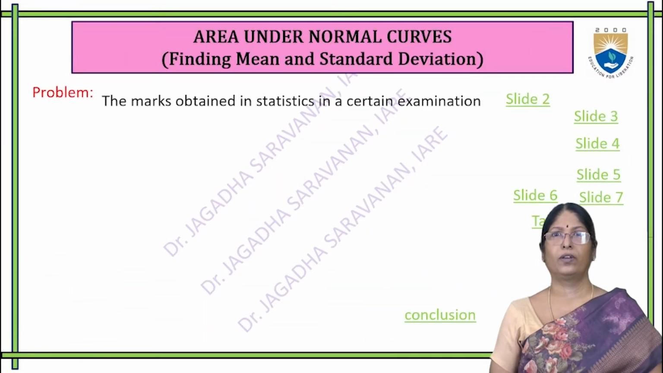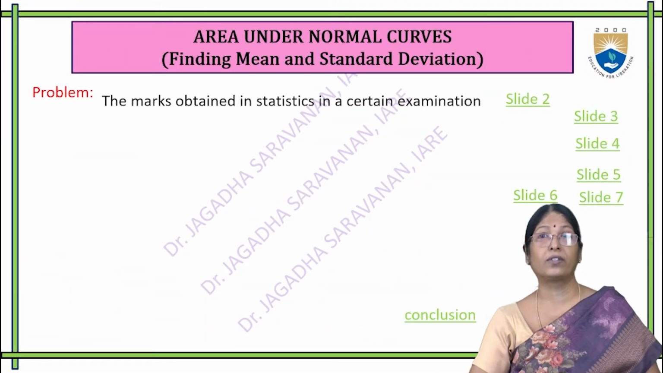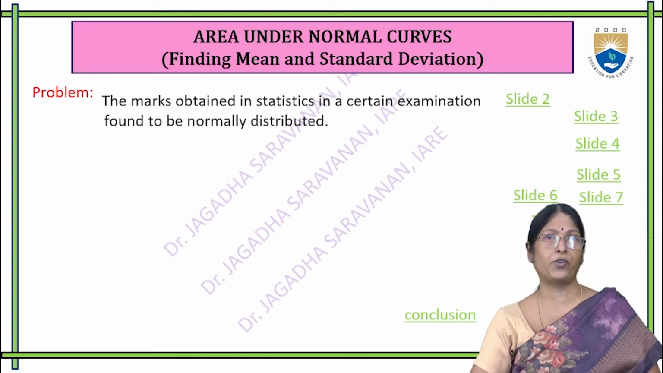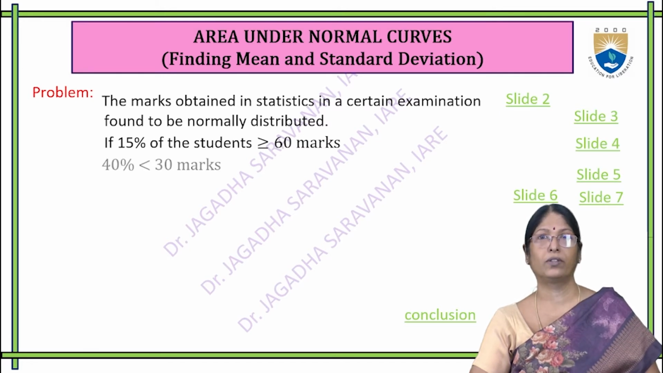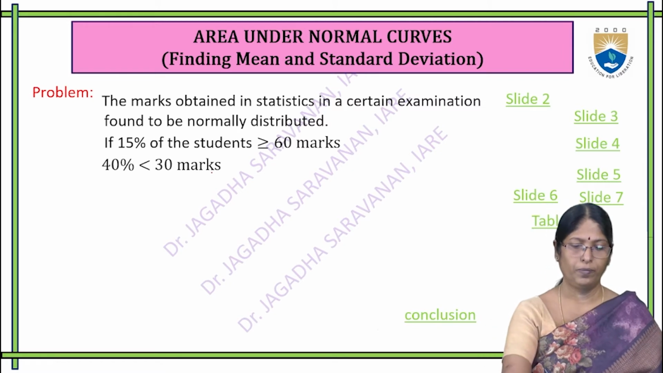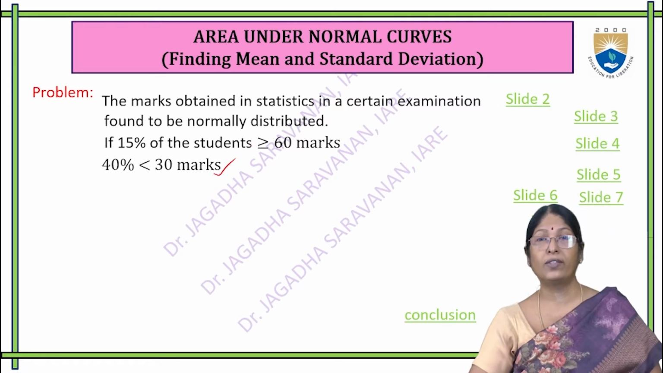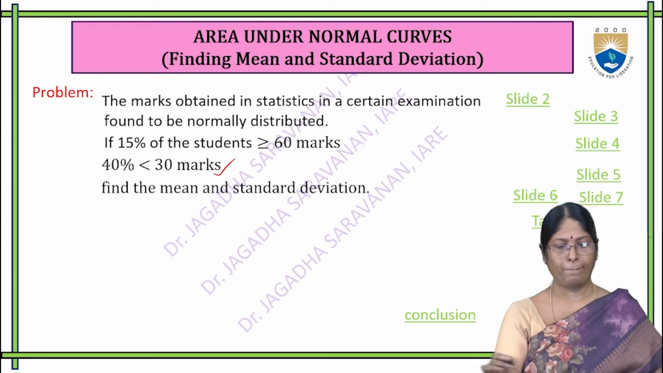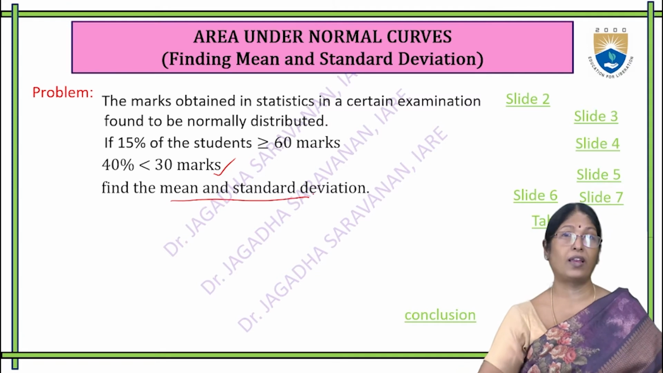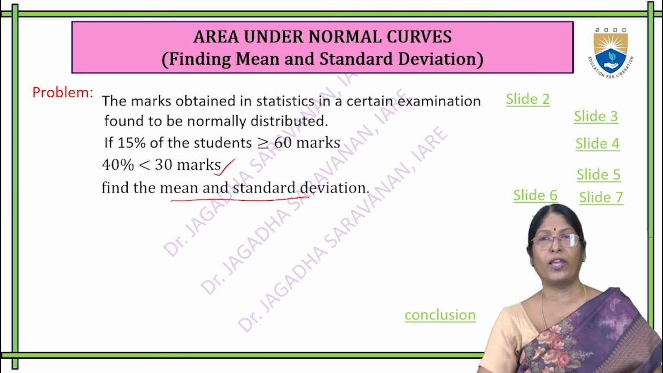The marks obtained in statistics in a certain examination are found to be normally distributed. If 15% of the students score greater than or equal to 60 marks and 40% score less than 30 marks, find the mean and standard deviation. Now, mean and standard deviation we have to calculate.